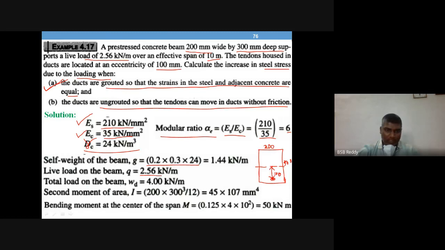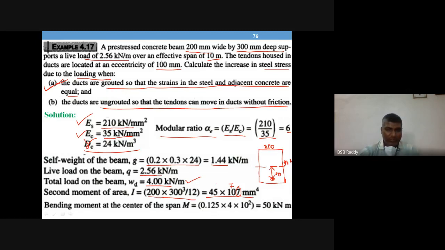The total load on the beam is going to be the summation of 1.44 and 2.56. So it makes 4 kilonewton per meter. So second moment of area, BH cubed by 12, which can be 45 into 10 power 7. It is just a typographical error. So 45 into 10 power 7 mm power 4.